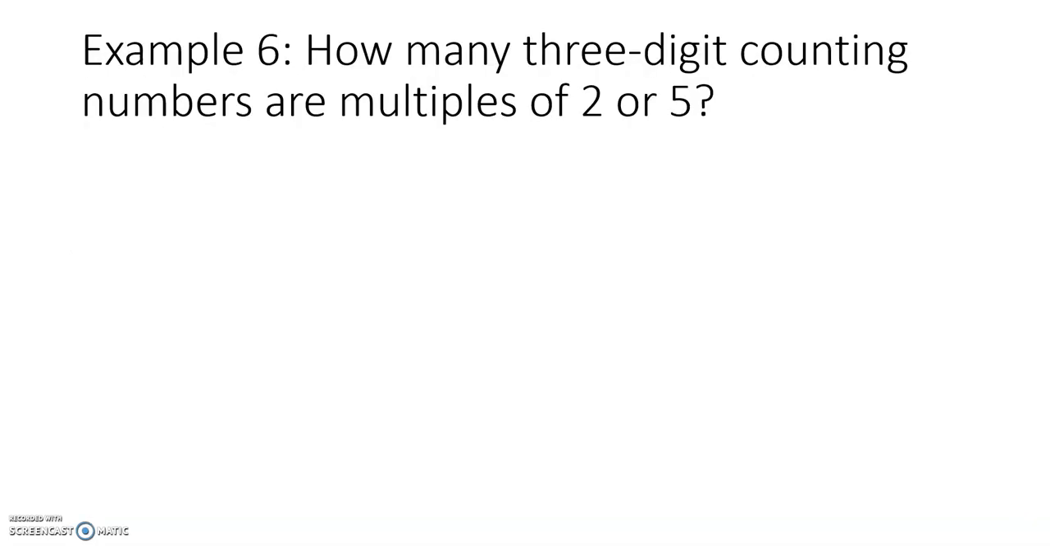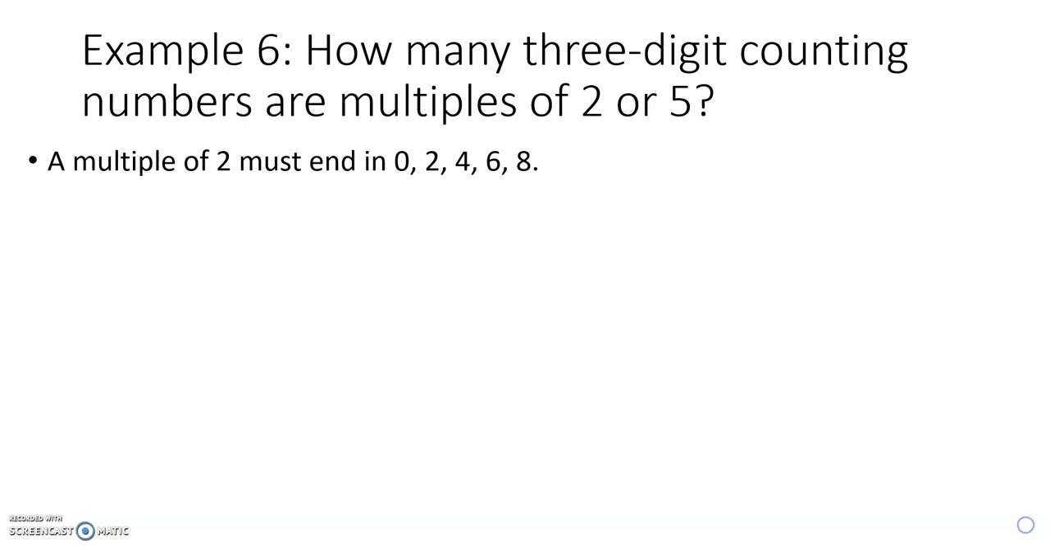Example 6. How many 3-digit counting numbers are multiples of 2 or 5? A multiple of 2 must end in 0, 2, 4, 6, or 8. A 3-digit number. There are 9 choices for the first slot, 10 choices for the second, and for it to be a multiple of 2, there are 5 choices for the last slot. It's 450 3-digit numbers that are multiples of 2.